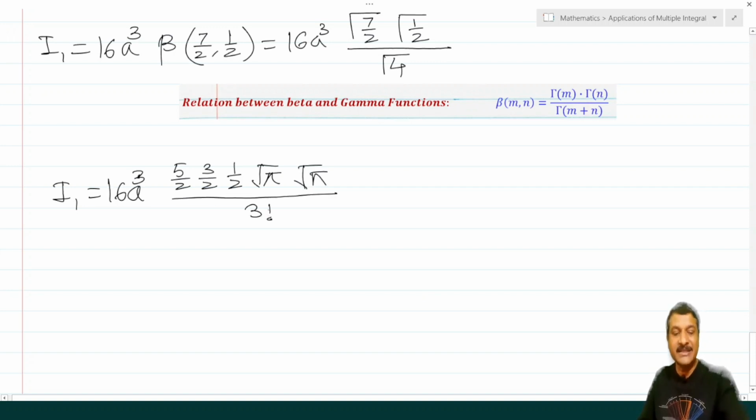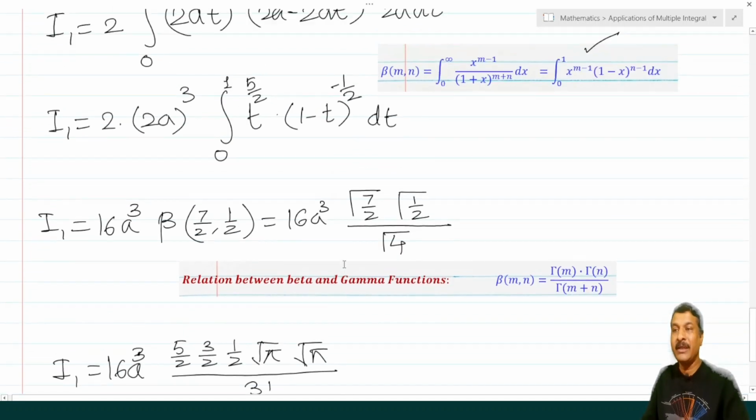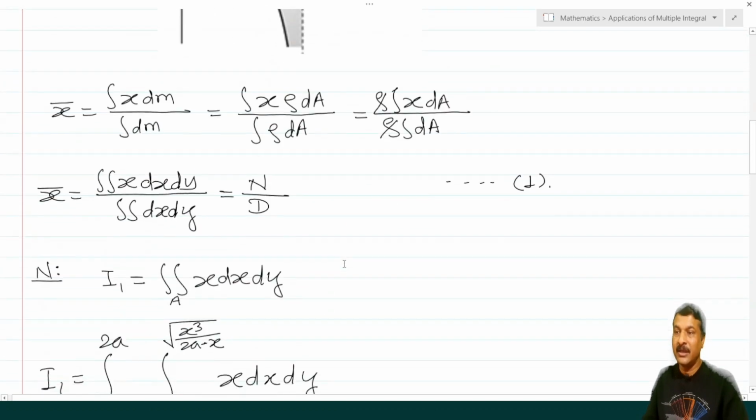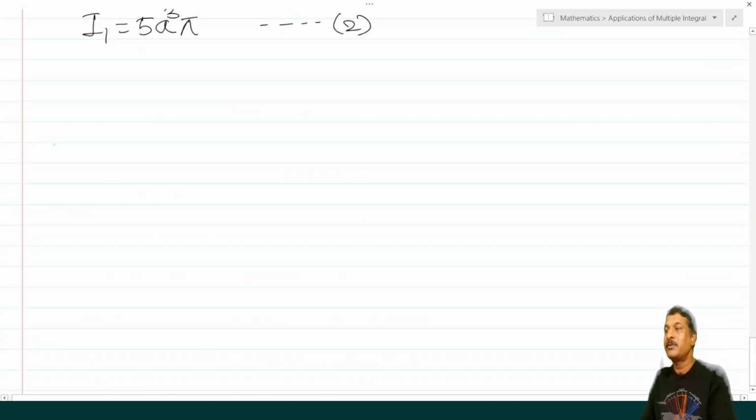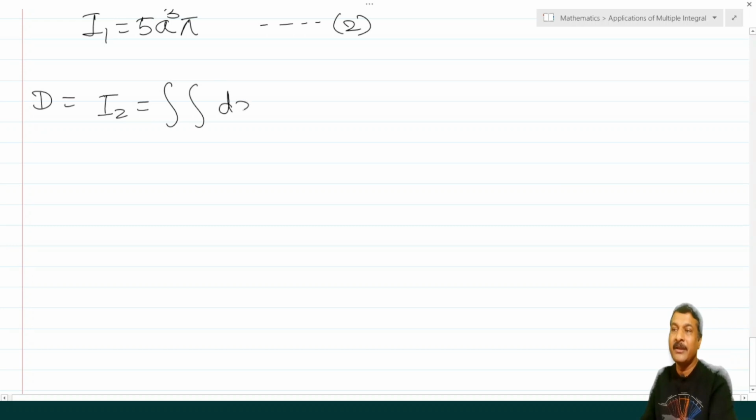3 factorial means 6. So by using calculator, I am getting the value of this, I1 equal to 5a cube pi. So this is equation number 2. I am having numerator here. Now double integration dx dy means area of this. So denominator, if I denote it by I2, which is nothing but double integration dx dy.